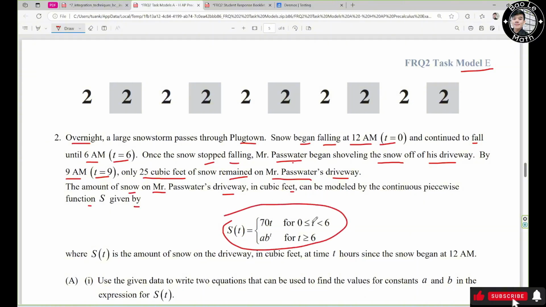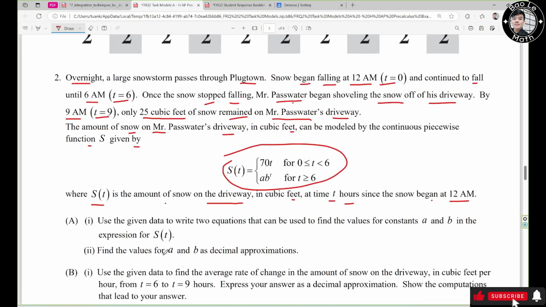Alright, if t is from 0 to 6, it's going to be a linear function. If t is greater than or equal to 6, it's going to be an exponential function, where S of t is the amount of snow on the driveway in cubic feet at time t hours since the snow began at 12 a.m. Now, question A, part 1 and part 2. Use the given data to write two equations that can be used to find the values for the constants a and b in the expression S of t, and then find the values of a and b as decimal approximations. S of t is a continuous piecewise function. So first it's going to be linear like this, and then it's going to be an exponential function.